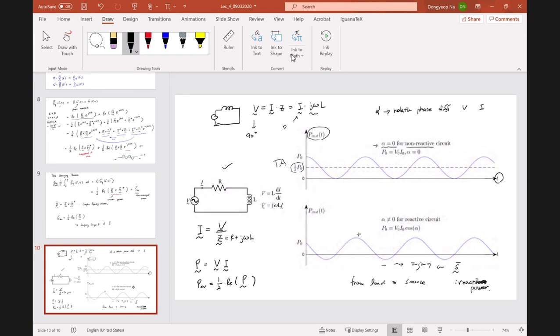Any other questions? Yes, I have one. What is the physical meaning of the power flowing from the load to the source? How does it happen? Yeah, that's a very good question.